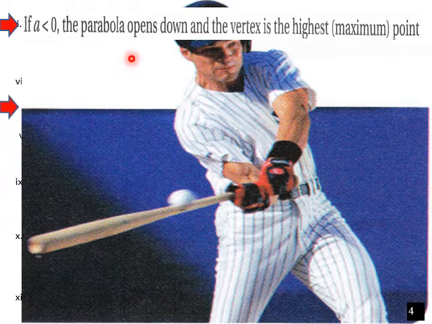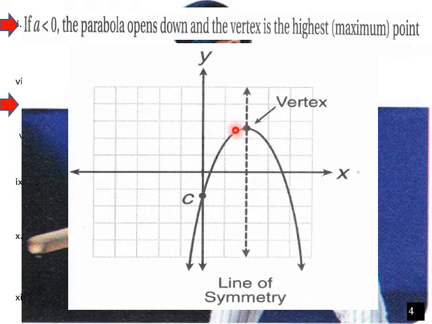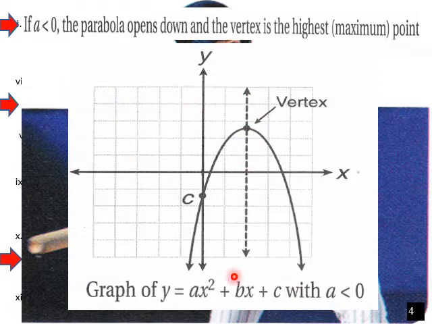If a is negative, the parabola opens down. This is what your parabola looks like if a is negative. And the vertex would be the highest or the max. This would be your max here if a is negative. That would be what your parabola would look like. And then here's a line of symmetry for that. A less than 0, a would be negative.